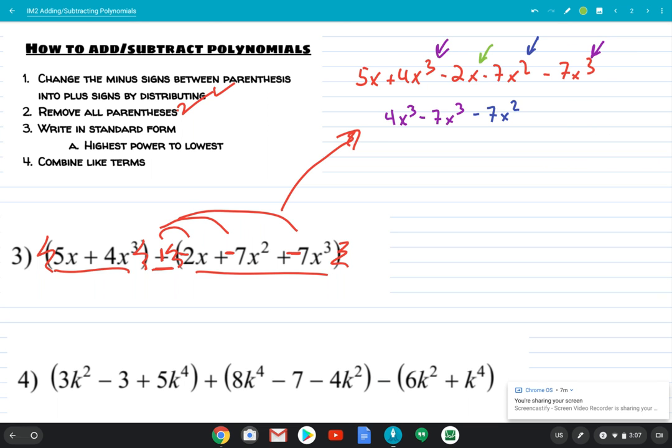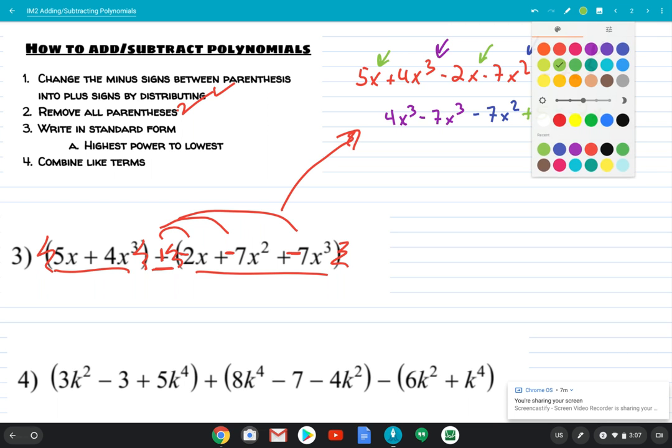Here's a 1, there's a 1. So plus 5x to the invisible 1 minus 2x to the invisible 1. Every term has been rewritten from highest power to lowest power.